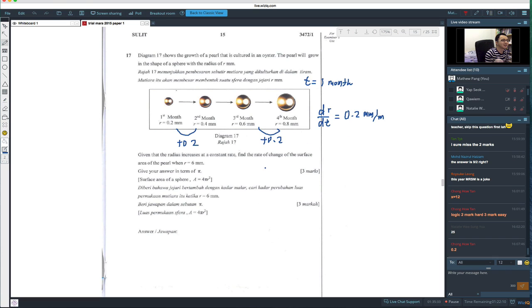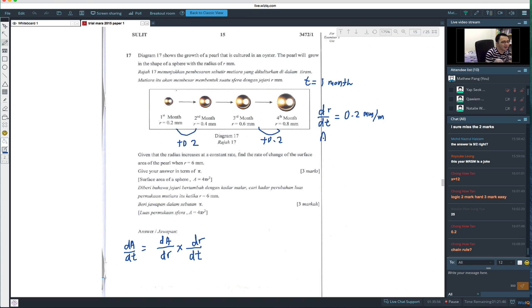Then the question asks us to find rate of change of area. That means I will need to find dA dt. So I will form the chain rule first. I draw two lines and multiple here. This is dA, the bottom is dt. Obviously we got one more unknown, which is dr and dr. So I have dr dt already, is 0.2, but then I will need to find dA dr.